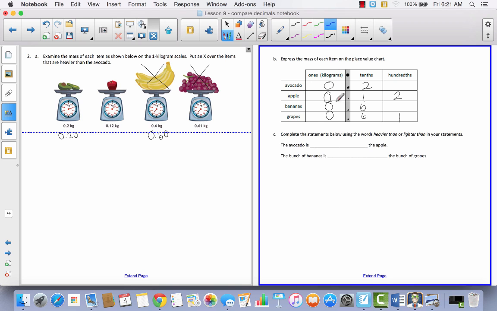So if you look at the place value chart, when you look at the first digit, which is the ones place, you can see they're all 0. So that doesn't help us compare. But if we look at the tenths place, we can see really quickly that the apple weighs the least. And then the avocado would be next. And then for the bananas and the grapes, we would have to go to the hundredths place. So is the avocado heavier or lighter than the apple? Well, the apple has a 1 in the tenths place and the avocado has a 2. So the avocado is heavier than the apple.